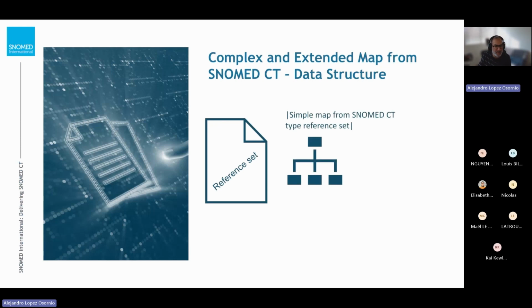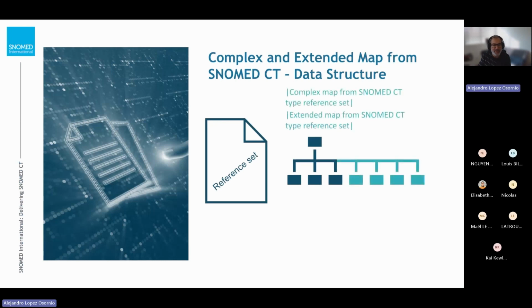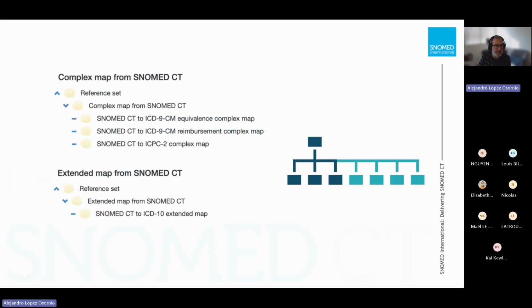It's really simple. You saw the attributes. It's a really simple table. The complex maps adds a few more columns. Yes, the extended maps has one more even from the complex, but it's a very small difference. These additional columns in the reference set allow the representation of the rules of map advice of different map types, etc. For example, some complex maps we have the ICD-9 CM maps, the ICPC2 maps, and the ICD-10 maps.